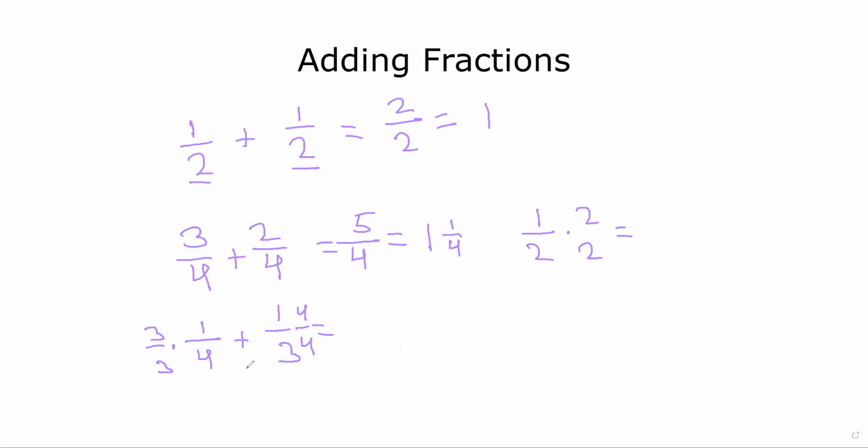And so what that'll get me, if I come down below here, 3 times 1 is 3, 3 times 4 is 12, plus 1 times 4 is 4, 3 times 4 is 12. And so now I can just add 3 and 4, which is 7, and then use my denominator of 12, and I've added the fractions.